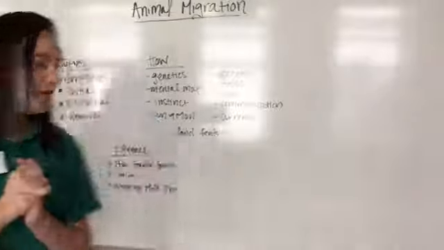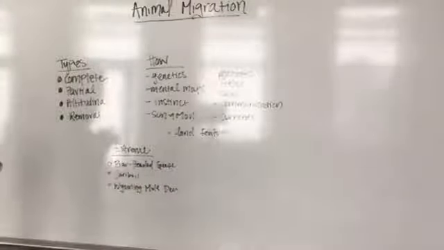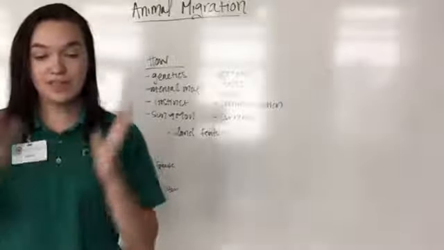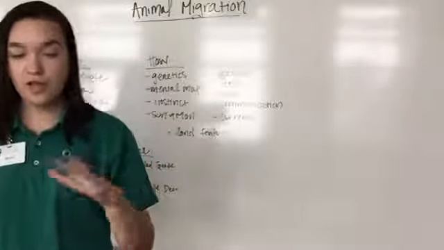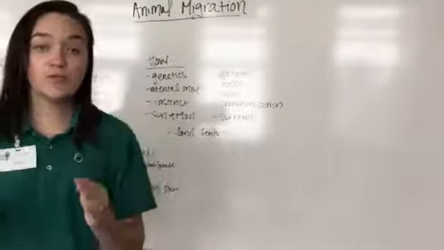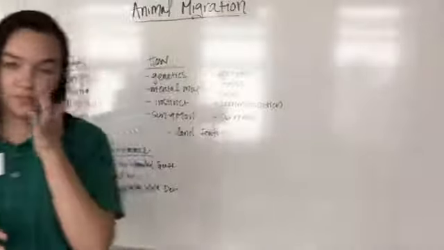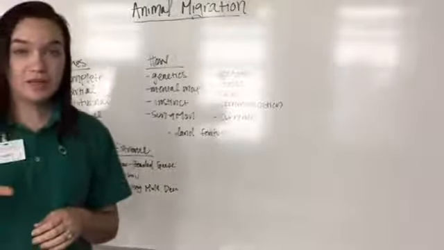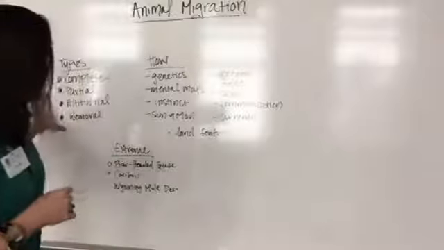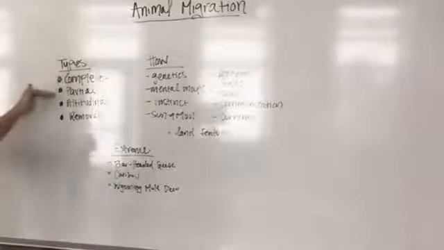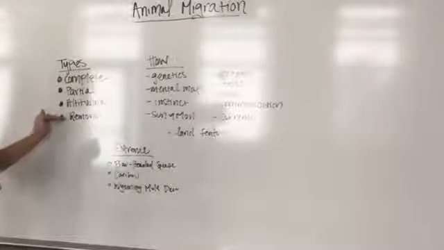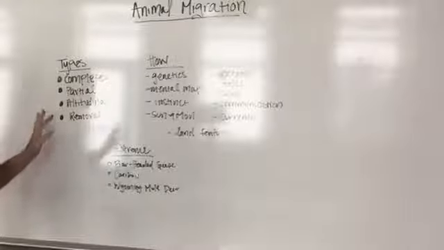So again, we're talking about animal migration today. So when we think about this, what this means, this is a large-scale movement of one species from one place to another. But there are a few different types of migration. It might be a little bit hard for you guys to read these right here, but it says complete, partial, altitudinal, and removal. The sun is being a little unforgiving.